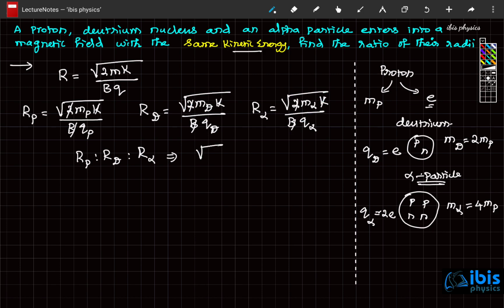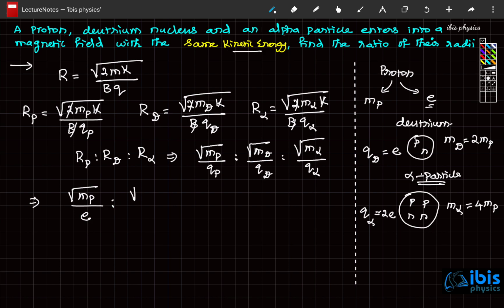So we'll be writing root of mass of the proton by charge of the proton, is to root of mass of the deuteron by charge of the deuteron, is to root of mass of the alpha particle by charge of the alpha particle. So here the mass of the proton is m_p, so root over m_p divided by charge of the proton, e. Here the mass of the deuteron is 2 times the mass of the proton, divided by the charge of the deuteron, which is still e. And here the mass of the alpha particle is 4 times the mass of the proton, divided by the charge of the alpha particle, which is 2 times e.